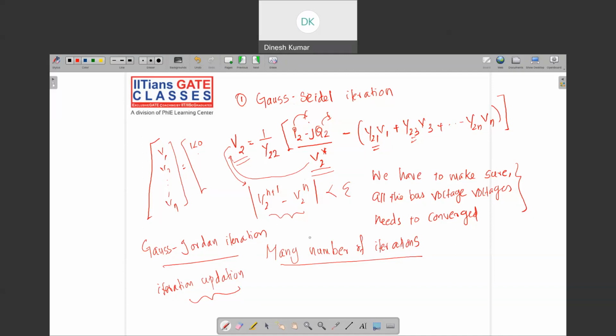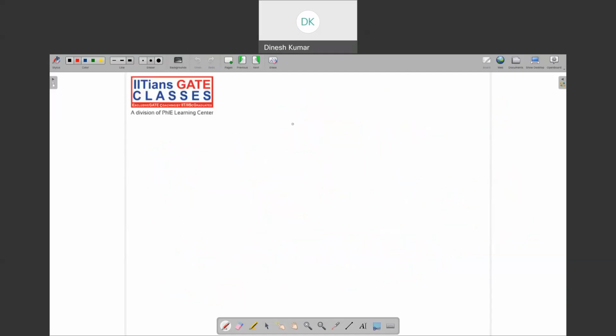One of the important drawbacks of the Gauss-Seidel method is that it requires many number of iterations, which is time consuming. So we have to develop some other method by which this can be avoided. That method is known as Newton-Raphson.